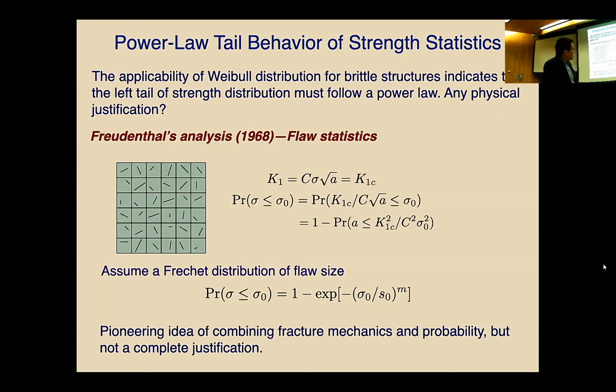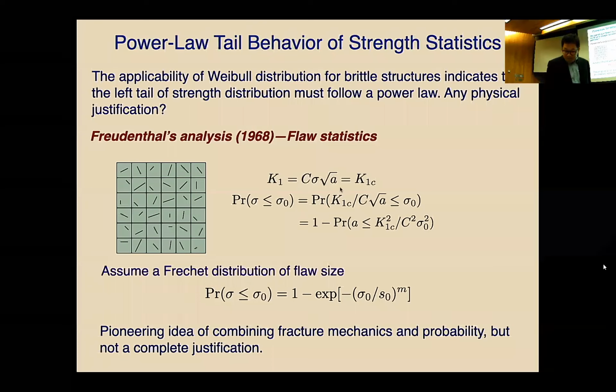What he proposed is the flaw statistics in 1968. He considered a bulk solid with a lot of small elements. The breaking load of each element is determined by the largest flaw in the element. So he just said, why not just use fracture mechanics, LEFM? K1 is equal to a constant times sigma, the breaking stress on the element, times the square root of a, where a is the flaw size, the largest crack size. Then sigma reaches the peak load when K1 goes to K1C.